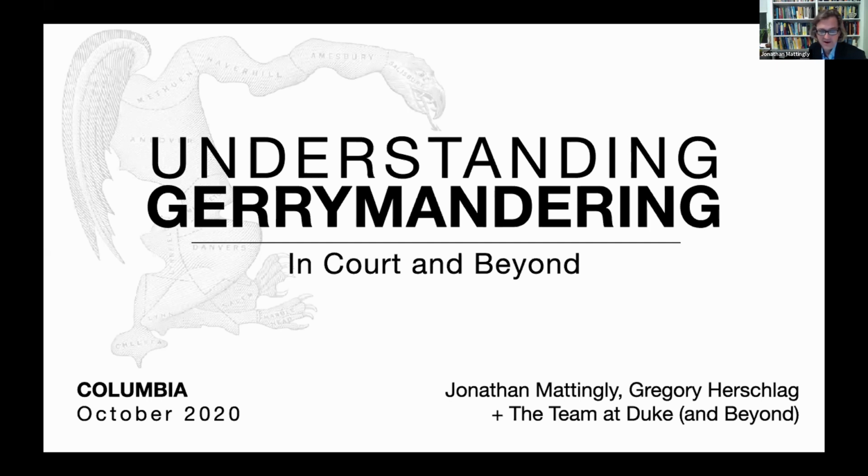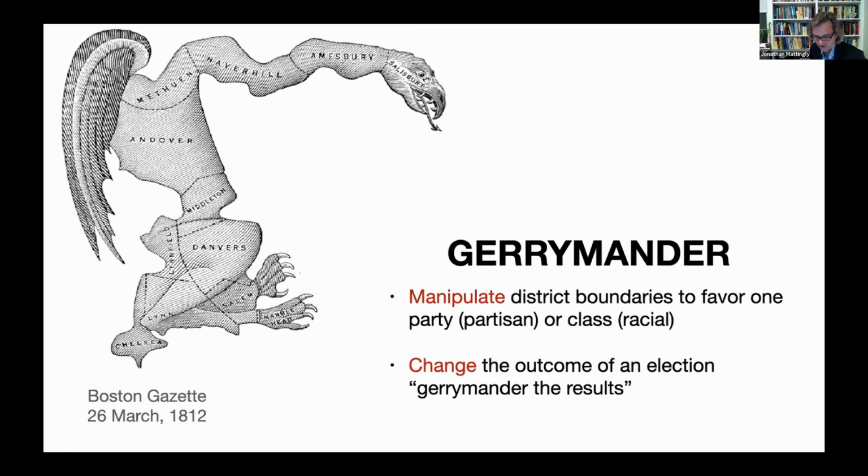This is a group. Greg Herschlag is one of my main collaborators, and a whole group of people at Duke. It really started around 2013 for me with an undergraduate research project, I should say that in this crowd. We ended up setting our question to try to understand what gerrymandering was. And there were a lot of things that people said to me and around me.